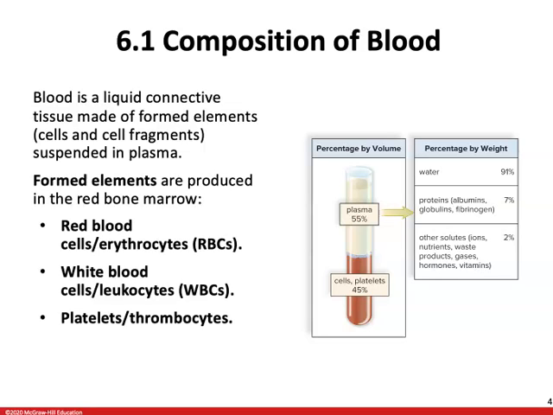Red blood cells are known as erythrocytes. You'll also see them abbreviated as RBCs. White blood cells, or leukocytes, you'll see those listed or abbreviated as WBCs. And then platelets, or thrombocytes, those are going to be particles or pieces of cells. And again, those are all going to be formed in the red bone marrow.